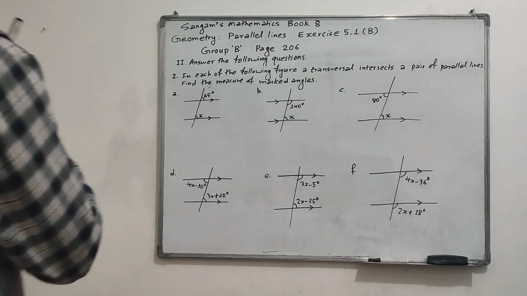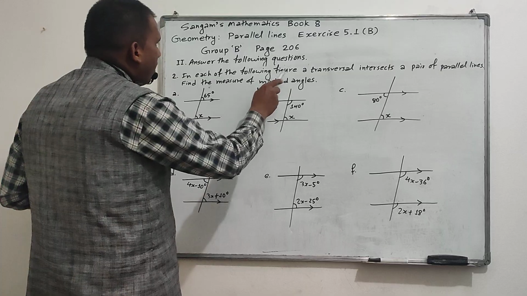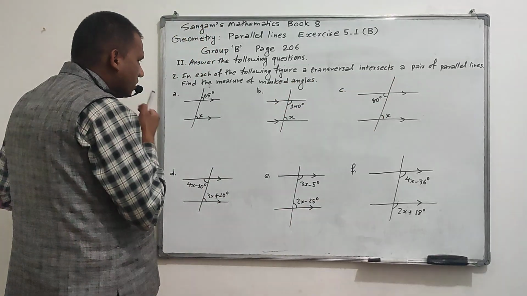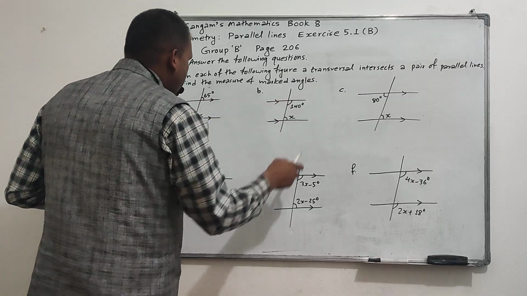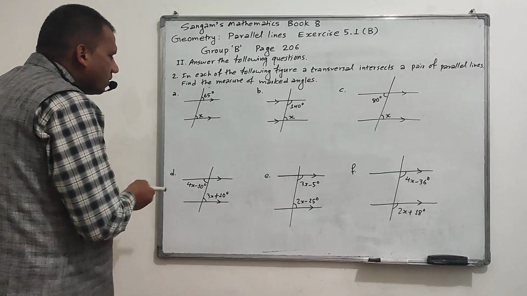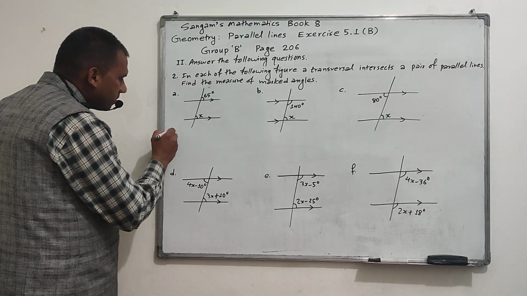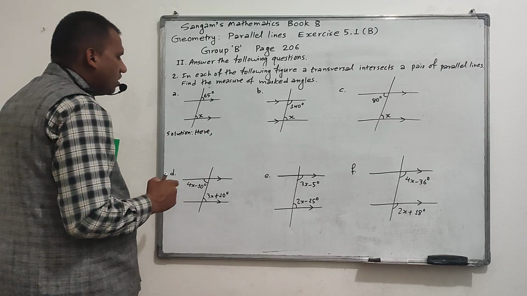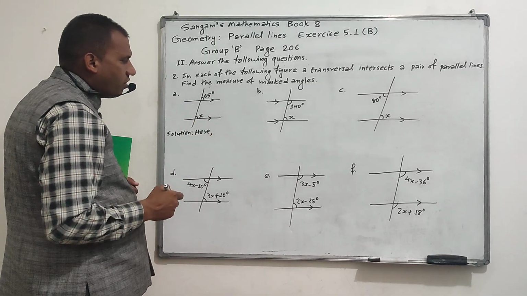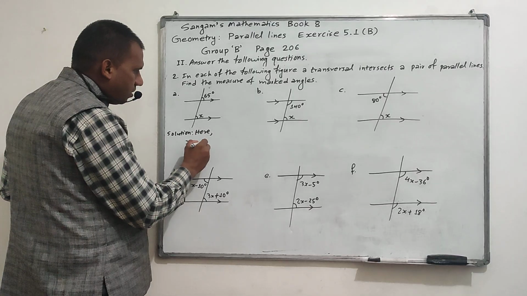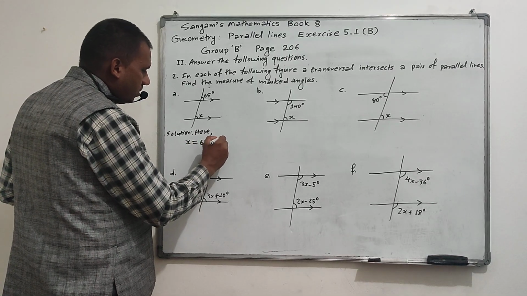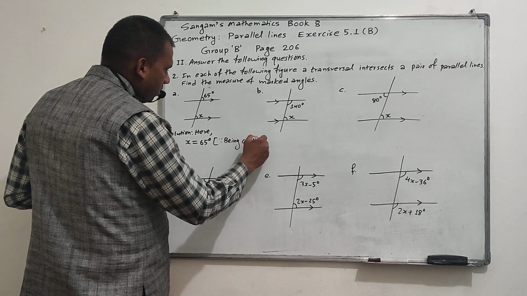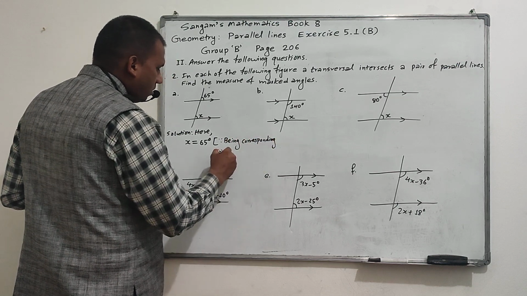Okay students, now question number 2. In each of the following figures, a transversal intersects a pair of parallel lines. Find the measure of marked angles. Now for A, solution here. In this figure, x and 65 are corresponding angles, so we can write x equal to 65 degree, being corresponding angles.